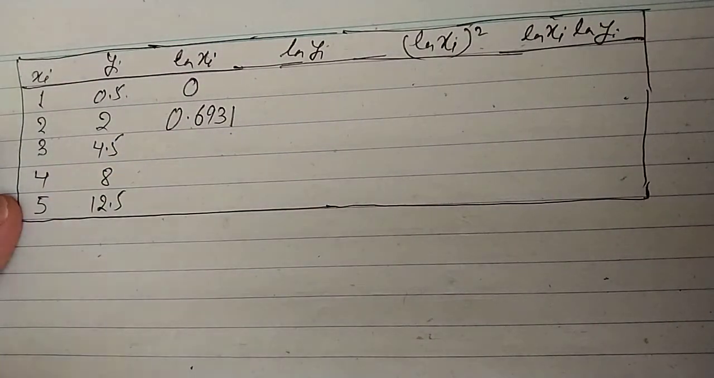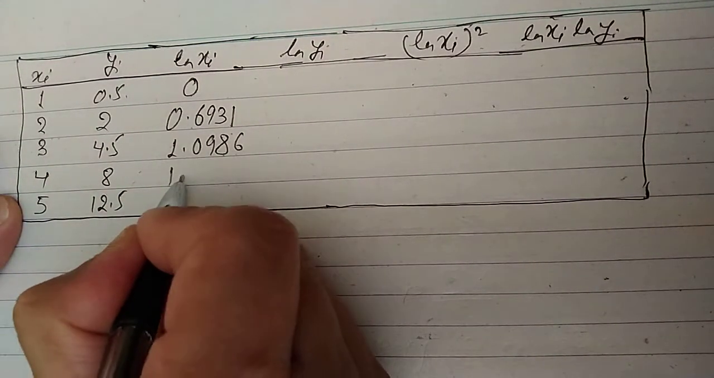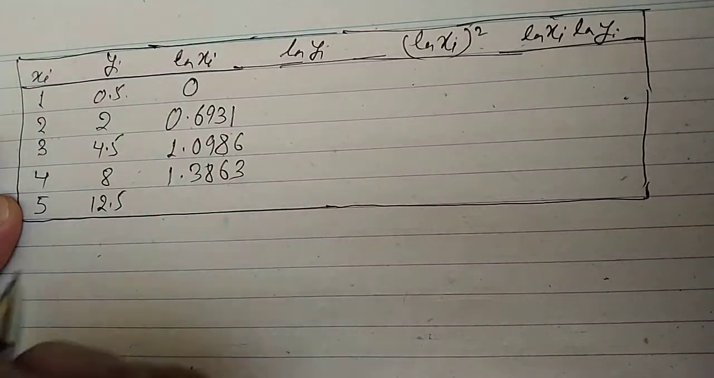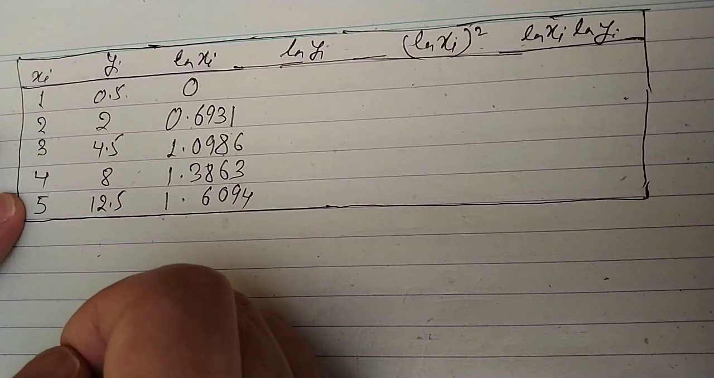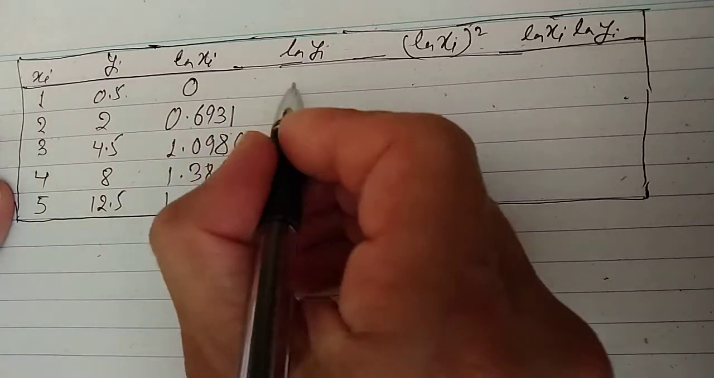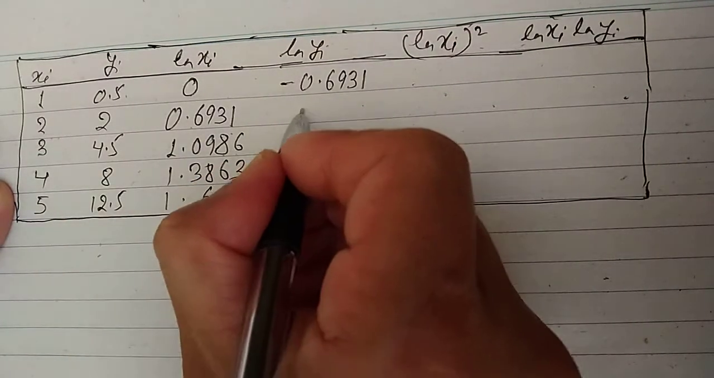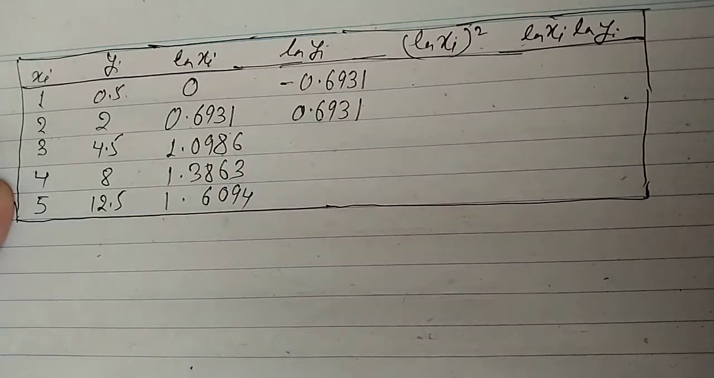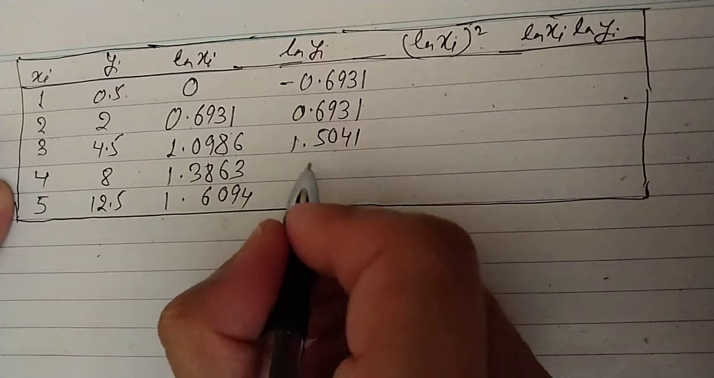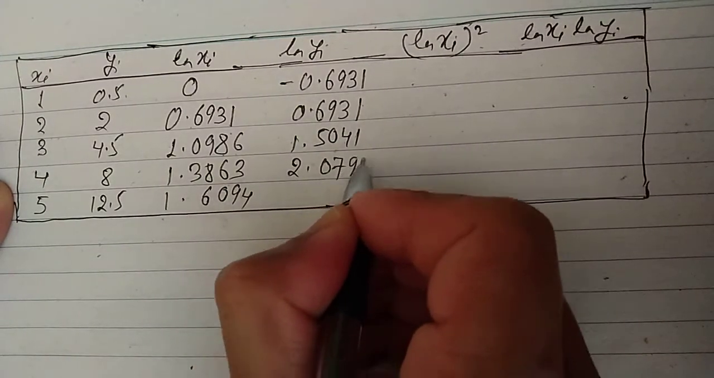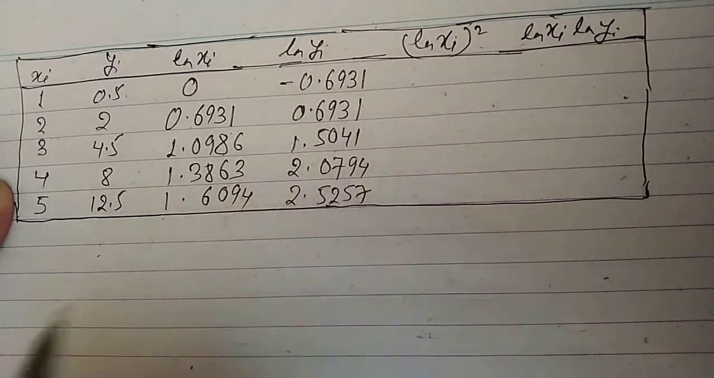ln xi: 0.6931, 1.0986, 1.3863, 1.6094. ln yi: minus 0.6931, 0.6931, 1.5041, 2.0794, 2.5257.